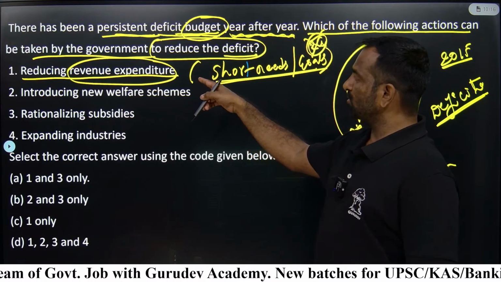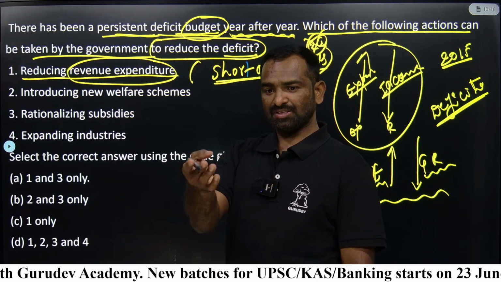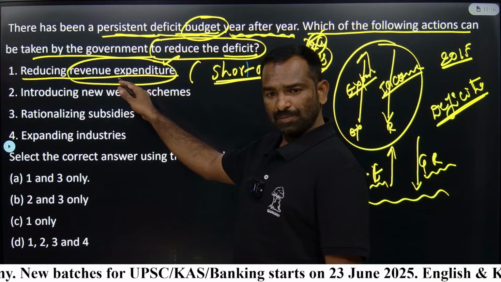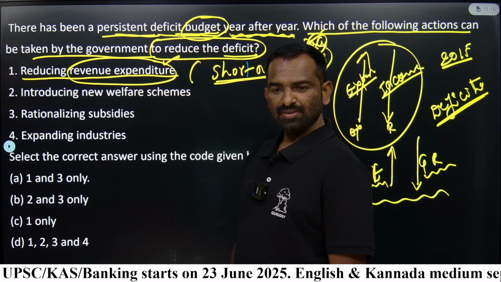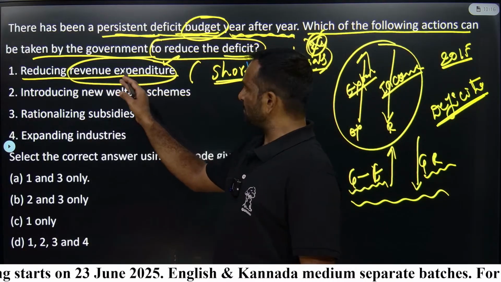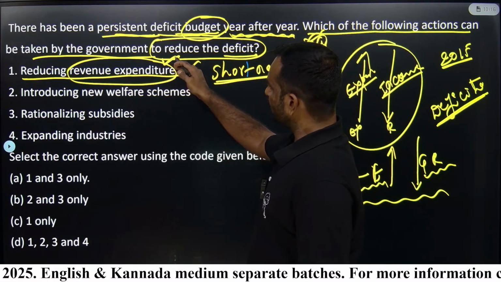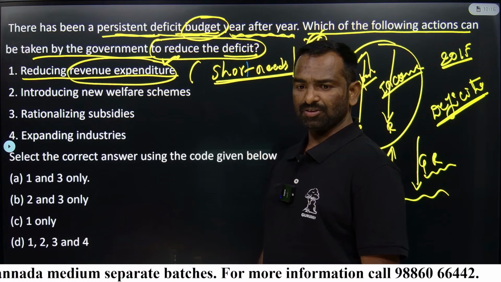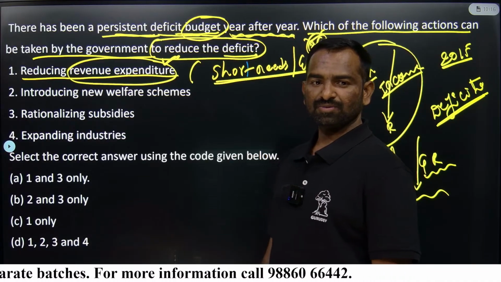What is your opinion about this statement? Can the government reduce this one? Come on, please comment. The first option, please comment on it. If the government cuts down or reduces the first one, that is revenue expenditure or revenue spending, is this the instrument to reduce the budget deficit? Okay, comment please. Yes or no? Tell me.